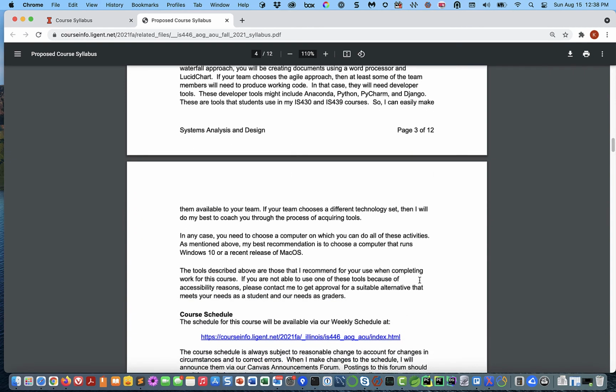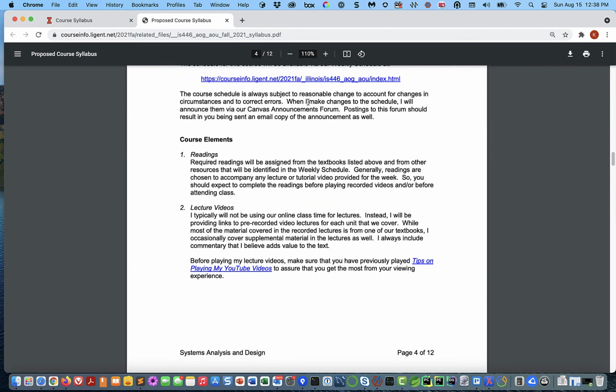Some teams are going to do complete agile and they're going to implement something, and some teams are going to do complete waterfall or big plan up front, and they're only going to document their requirements and their design. Okay, so you're not going to need these implementation tools unless your team is going to take that agile approach.